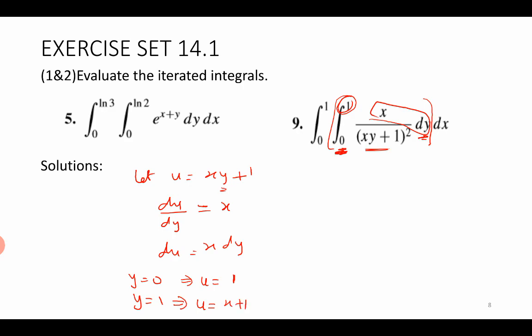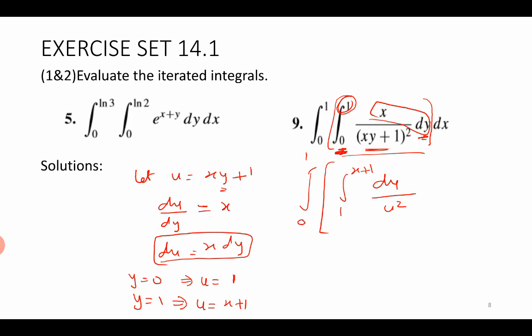Now the inner integral is done here. Integral 1 to x plus 1. The outer integral, remember it, is 0 to 1. The inner integration is taking place here. x into dy will be du. So du over u square. The outer integration remains with respect to x. Now what is going on next? Integrate 1 over u square.